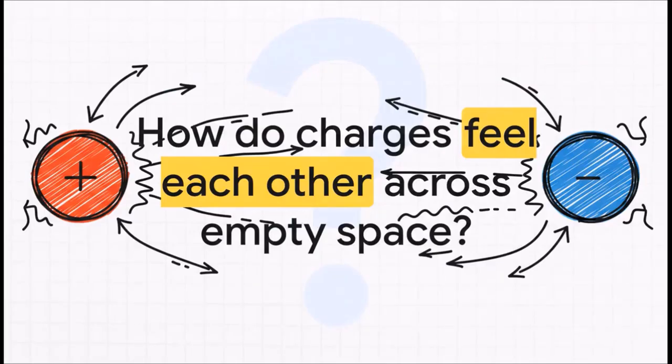But hang on, this brings up a really fascinating question. How does a positive charge way over here know that a negative charge is way over there? How do they feel this force across what looks like totally empty space?